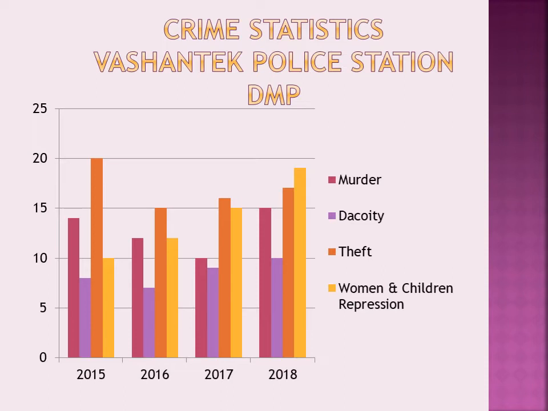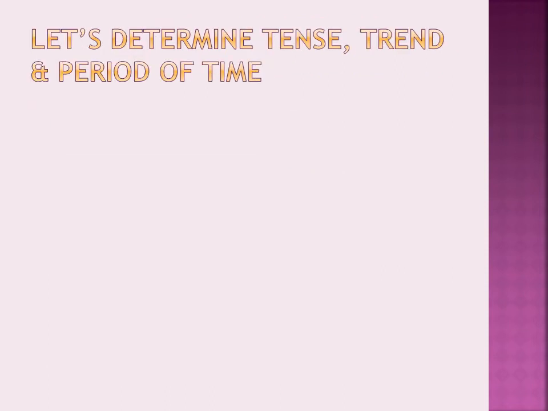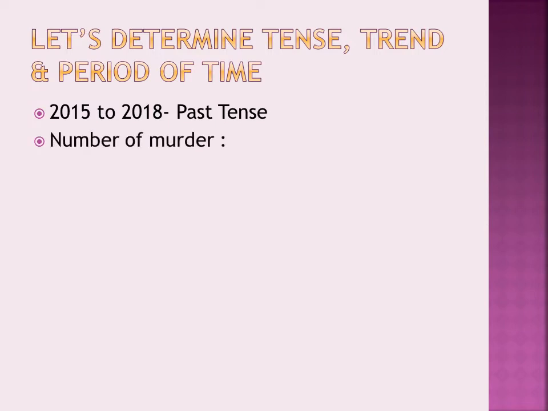First of all, let us see what we have to jot down, what information we have to take to be prepared for our writing. Let us determine the tense, trend, and period of time of the given graph. Time is 2015 to 2018. It suggests past tense, so we are going to write the graph in past tense. Number of murders.